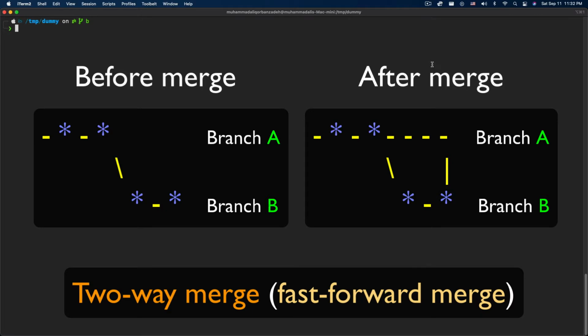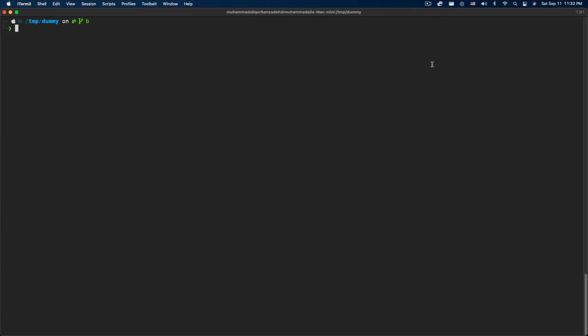Because instead of creating a new commit to bring the changes from branch B into branch A, Git just updates the last commit in branch A to be the same as the last commit in branch B. So it's not a new commit. I'll show that to you in action in just a bit, but what if you have new changes in branch A and you want to merge branch B into it?